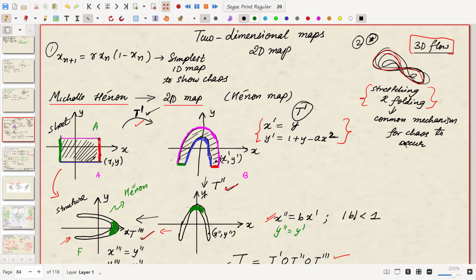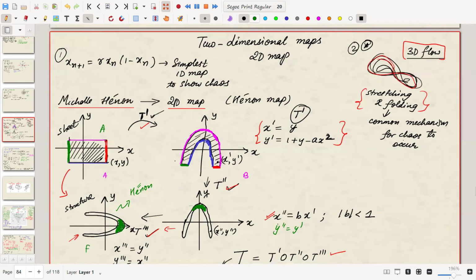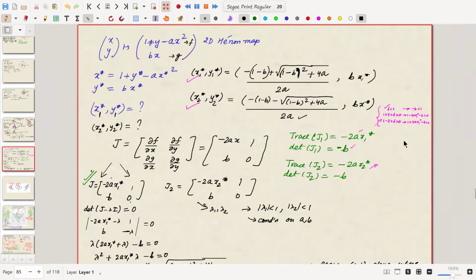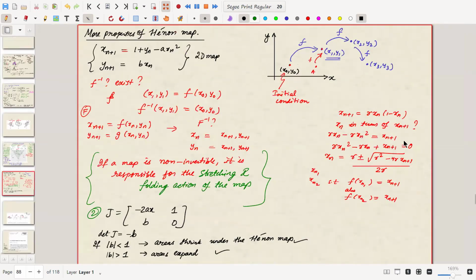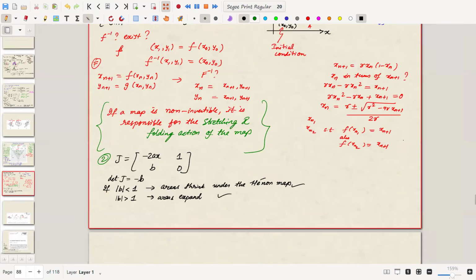So this is what I wanted to talk about. I did not talk to you about one more thing. What happens if you take B to be 1? Can you tell? Please, someone answer me. What happens if B equals 1?